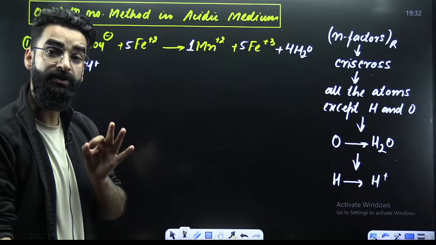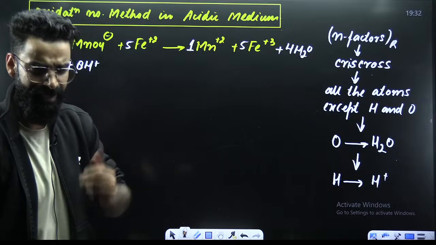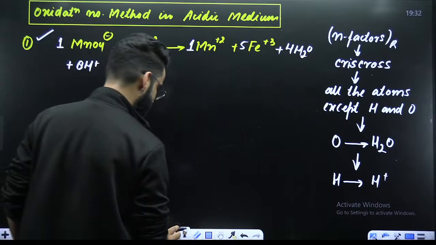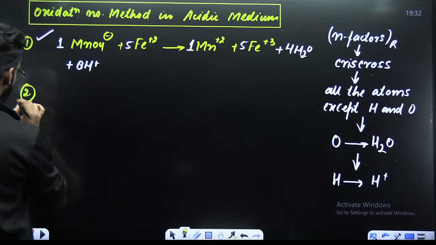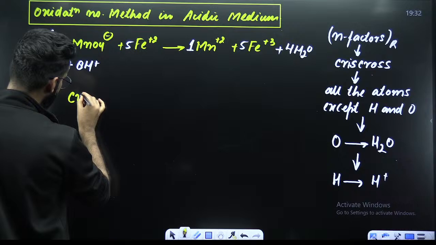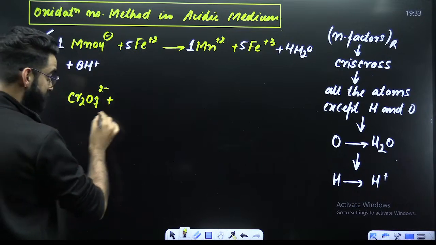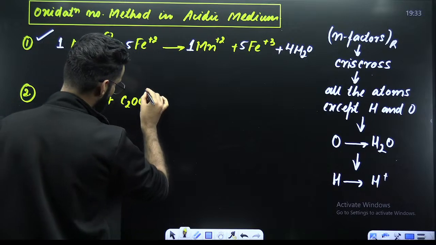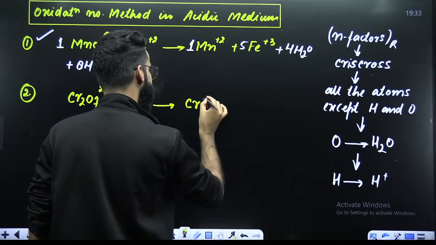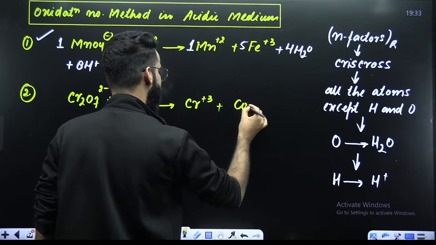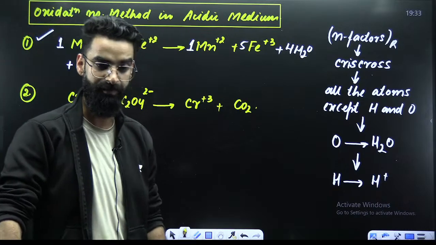This is how you use the oxidation number method in acidic medium to balance a particular reaction. Let me take one more example so that it becomes clear to you properly. Let me take one more reaction. For example, you have Cr2O7 2- plus oxalate ion C2O4 2-. Let's say it gives Cr 3+ plus carbon dioxide. Let's try to balance this reaction in acidic medium with the help of the oxidation number method.